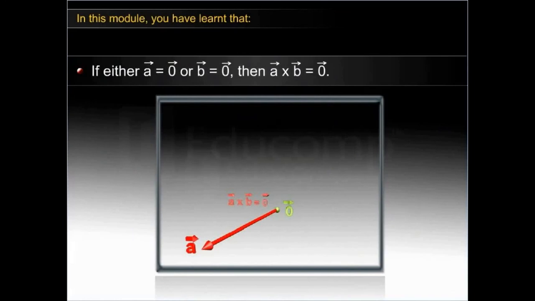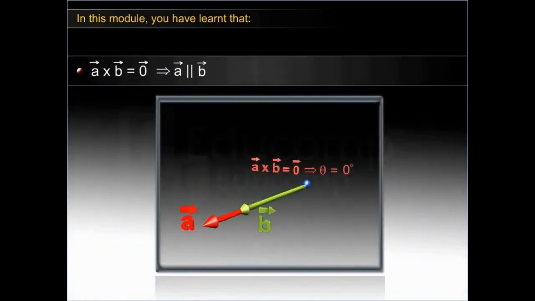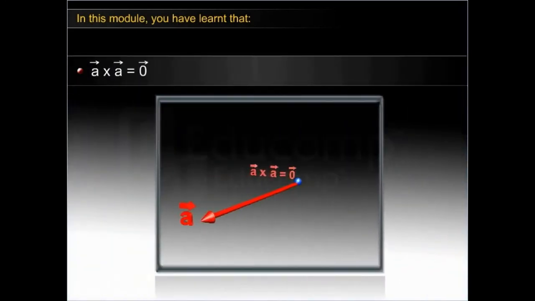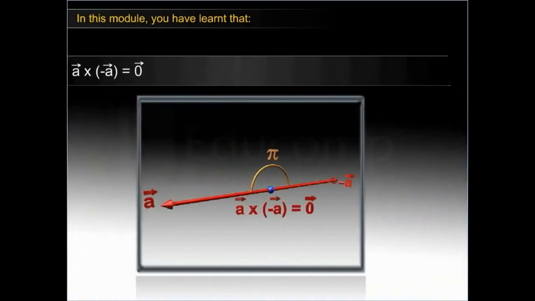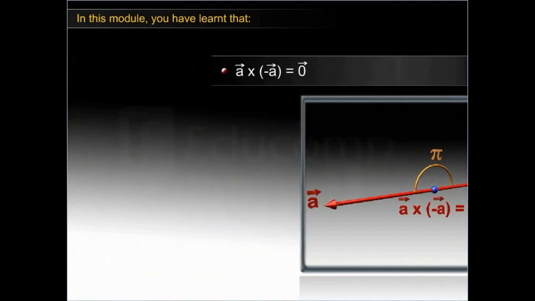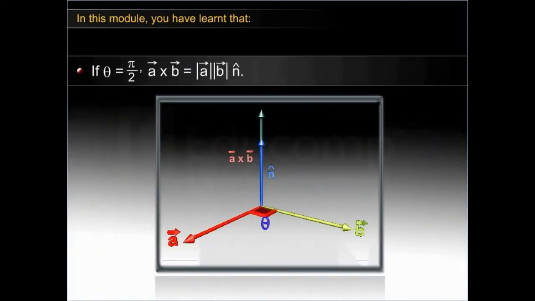Cross product of a vector with a zero vector is always a zero vector. If the cross product of two non-zero vectors is a zero vector, then the two vectors are parallel to each other. Cross product of a vector with itself is always a zero vector. Cross product of a vector with its opposite vector is always a zero vector. Vector product of two perpendicular vectors is the product of magnitudes of the two vectors and unit vector n perpendicular to both the vectors.